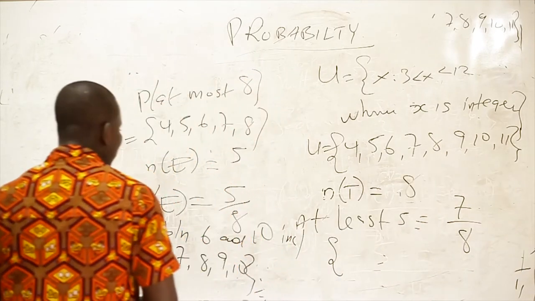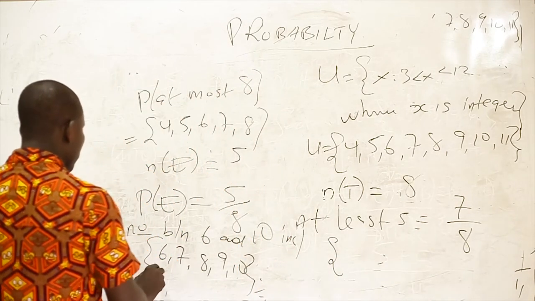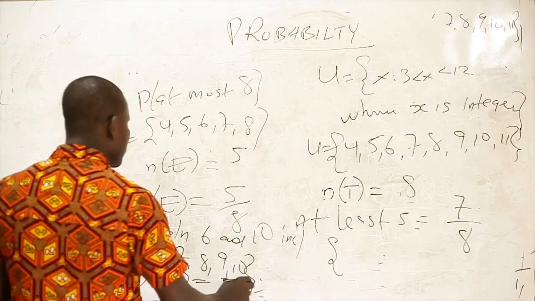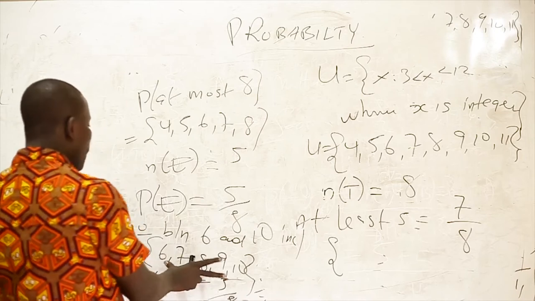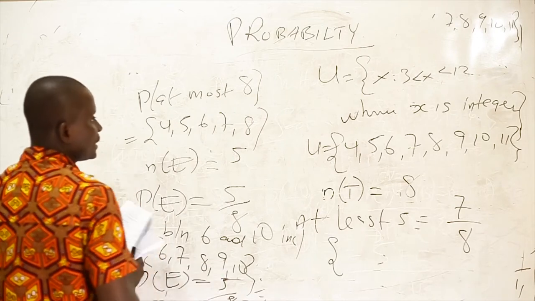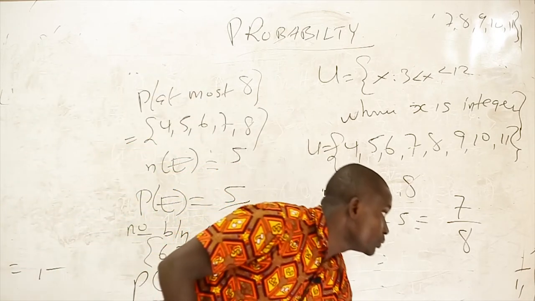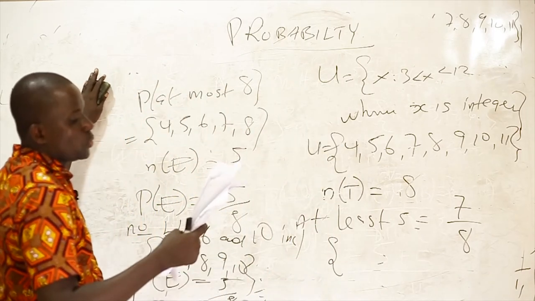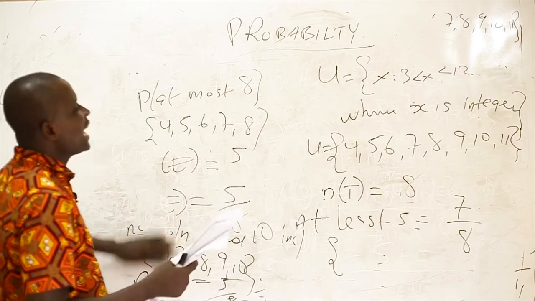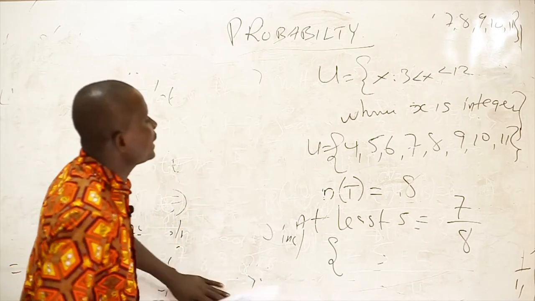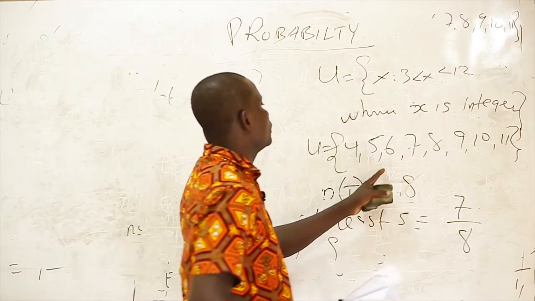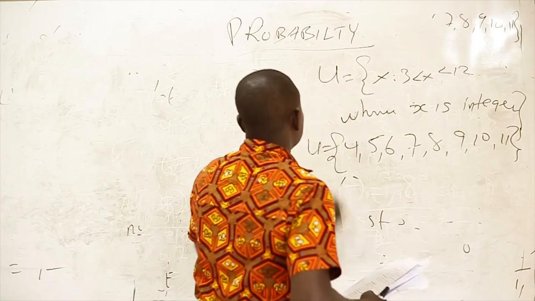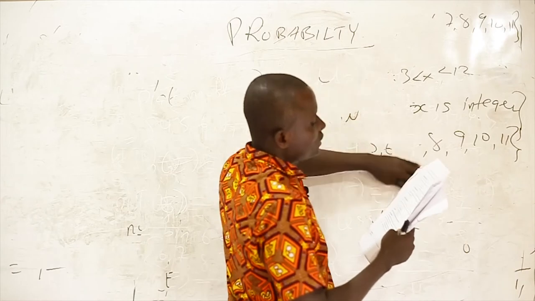So it is 5 over what? So P of the event is equal to 5 over 8. Why is it 5 over 8? Because the numbers are 5 and the total is 8. And that is what you are supposed to get. Is that okay? If you were to say exclusive, we would have neglected the 6 and the 10, and it would be 7, 8, and 9. So that is the number.